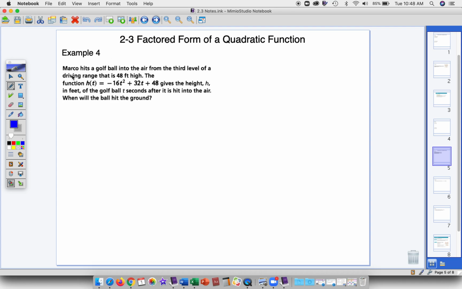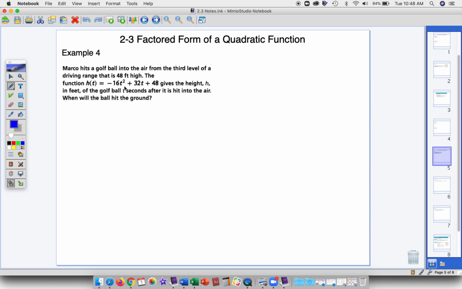We're going to go through Part 2 of the lesson today, starting off with Example 4. So we have a problem here where Marco hits a golf ball into the air from the third level of a driving range, and that level is 48 feet high. So this function that they're calling h of t gives the height h in feet of the golf ball t seconds after it is hit into the air. And then we're asked to figure out when will the ball hit the ground.